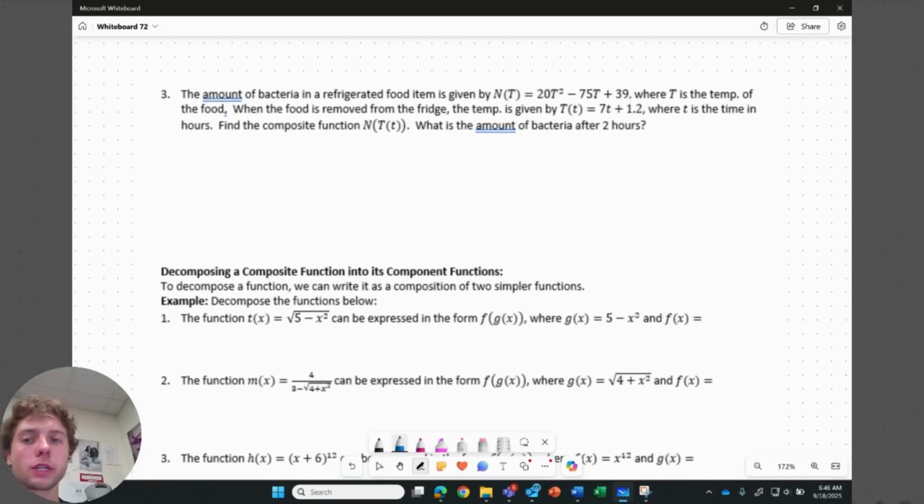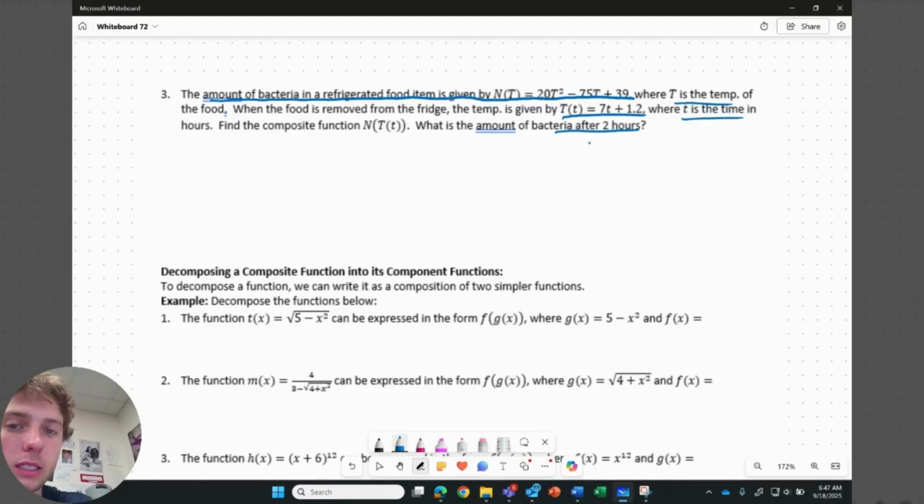So number 3, just looking at this word problem, the amount of bacteria in a refrigerated food item is given by this function. So pay attention to the units where T is the temperature. When the food is removed from the fridge, the temperature is given by this, where t is the time in hours. Find the composite function. What is the amount of bacteria after 2 hours?